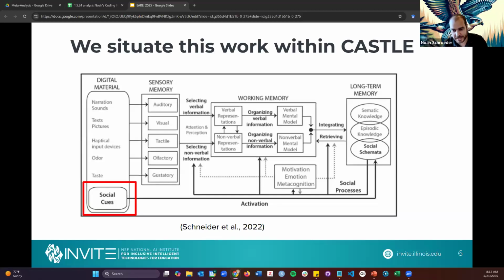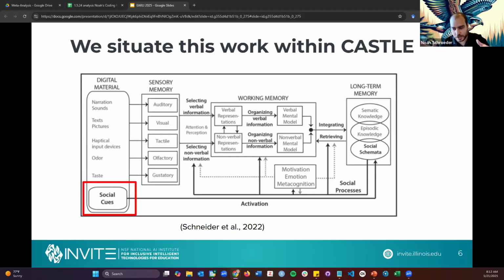So this is the CASTLE theory, which kind of like my department's name is very, very long. I think it's cognitive affective social theory of learning in digital environments. Is that right? Yeah, I see Sasha nodding. Okay. So we have CASTLE theory, which is based on the cognitive theory of multimedia learning, and then it's also based on the cognitive affective theory of learning with media.